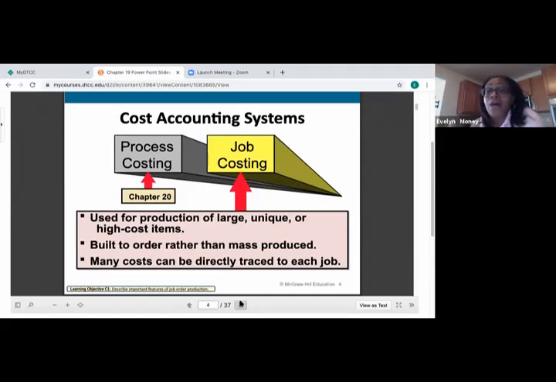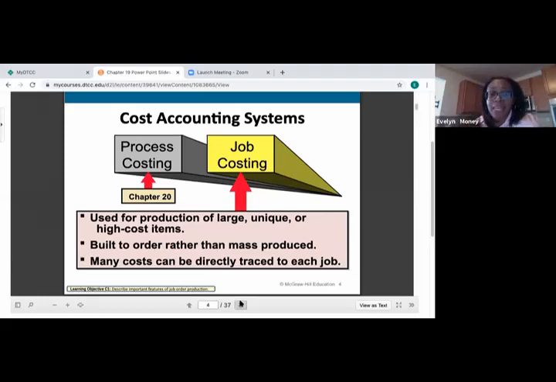So if we're looking at a company that makes highly specialized products like building airplanes or building homes, where each client has certain specifications and every job or every product is a little bit different, then that company will use what's known as job order costing. If we're looking at a company that makes highly uniform products where you can't easily distinguish one from the other, so something like ketchup or tissues, those companies use what's known as process costing.